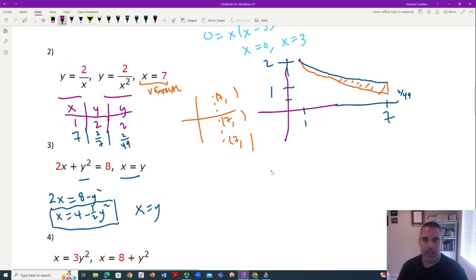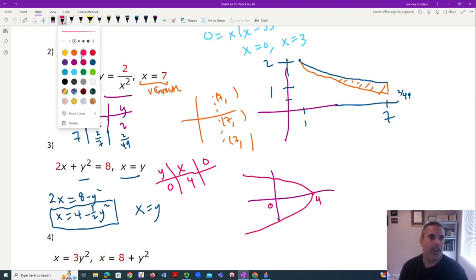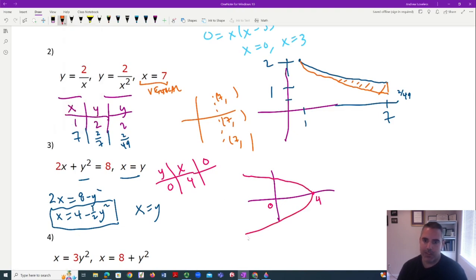So let's play this game. I have a sad parabola. And when x, and now I'd plug in values for y. When y is 0, you get x is 4 for one of them and 0 for the other one. So I've got this 4, I've got this 0. I know it's a sad parabola from the y's perspective. That might be new to you, but it's not much to pick up.